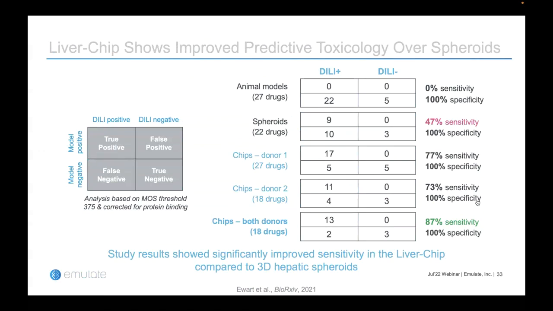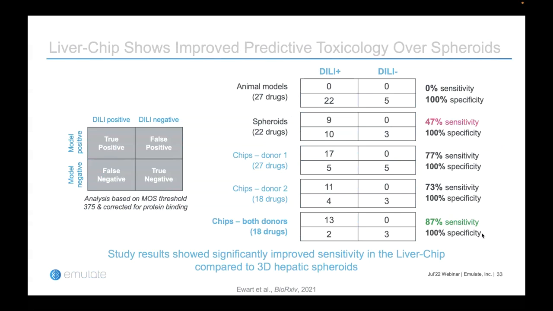But here is a summary of the results and the impact. I'll draw your attention to the bottom part of this slide. What we showed with the quad culture liver chip with 2 donors is that we were able to achieve an 87% sensitivity and 100% specificity in terms of correctly identifying toxic and non-toxic compounds. This is a marked improvement over spheroids, which are only able to have a 47% sensitivity in terms of correctly identifying those things.